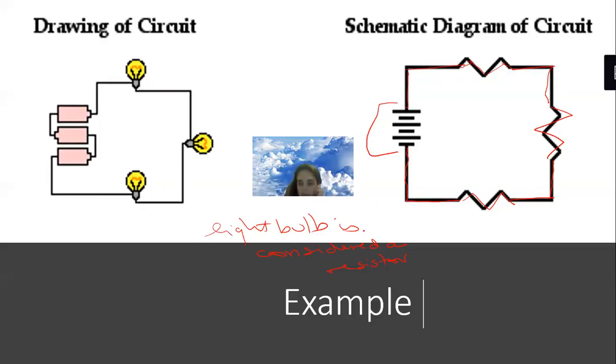Okay, and so that's how you would draw these out. And so now you're going to get to practice this on your own. Make sure to have both of these diagrams in your notes, so if you need to pause this to copy it down, please do that now.